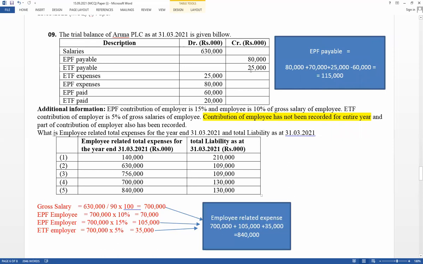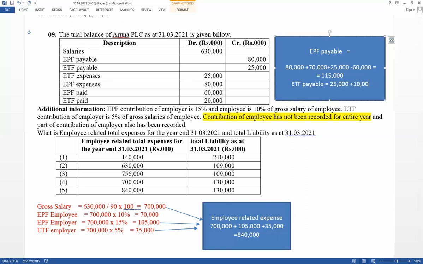Think about ETF payable. The opening balance has been given as 25,000. And it has given the ETF expense account balance. As ETF expense, you have to consider only the contribution of the employer. The contribution of employee equals 35,000, but the ETF expense account balance available is 25,000. The correct value equals 35,000, but a balance part of 10,000 was not recorded. Therefore, 10,000 ETF expense account debit, ETF payable account credit.